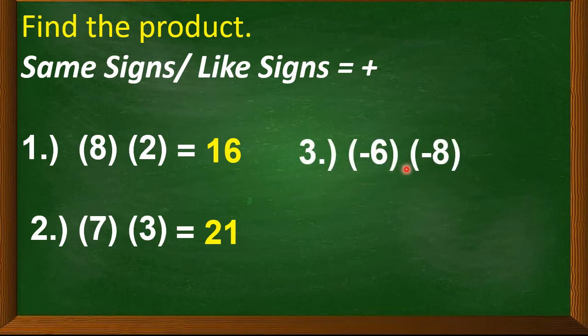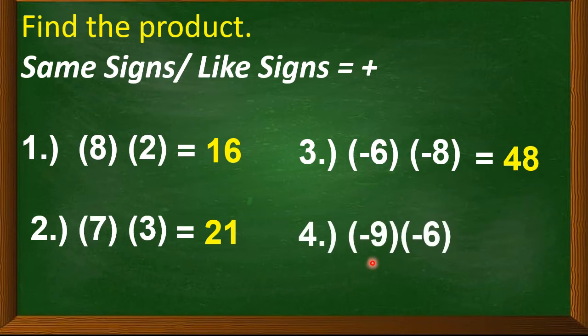Next, negative 6 times negative 8. Same sign, the sign is positive. Multiply 6 times 8. The answer is 48. Next, negative 9 times negative 6. Same sign. The product will always be positive. Multiply 9 times 6 is 54. So the sign is positive 54.